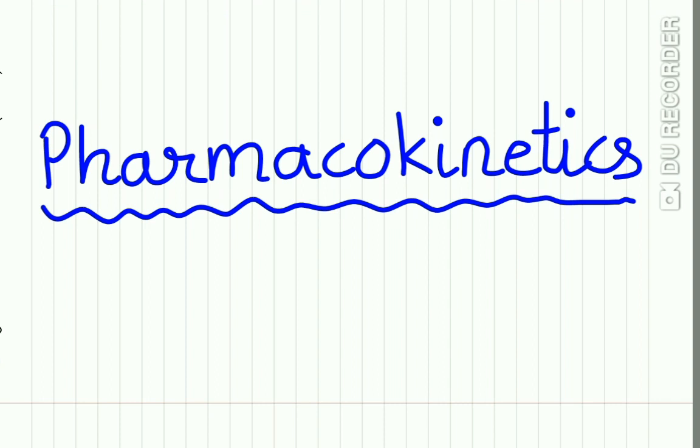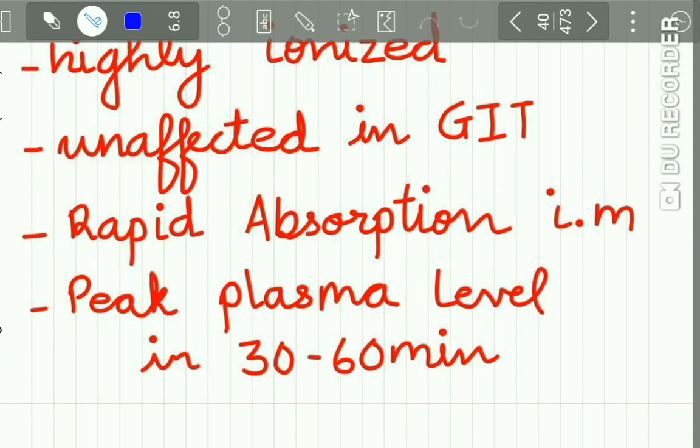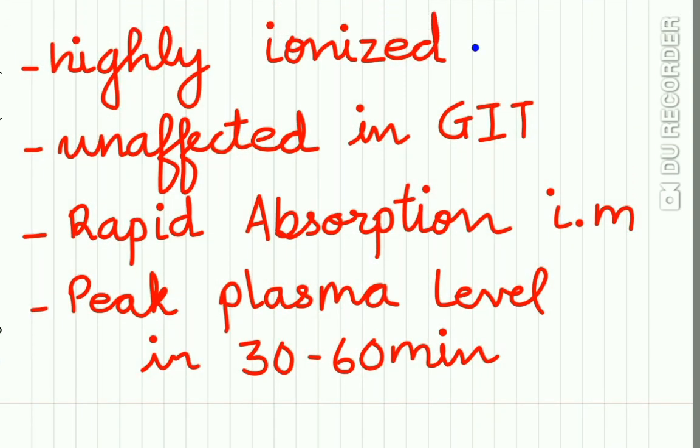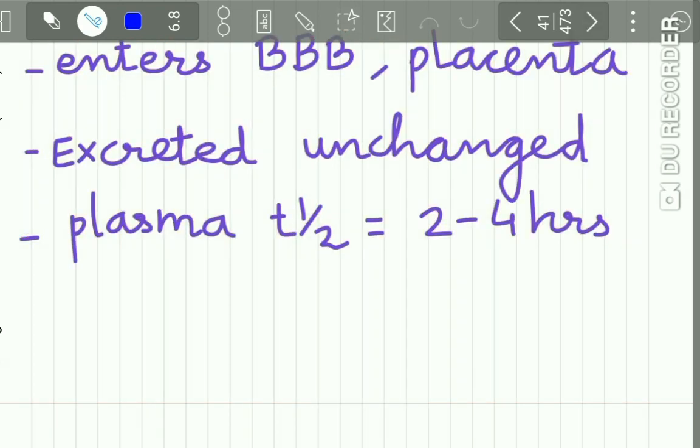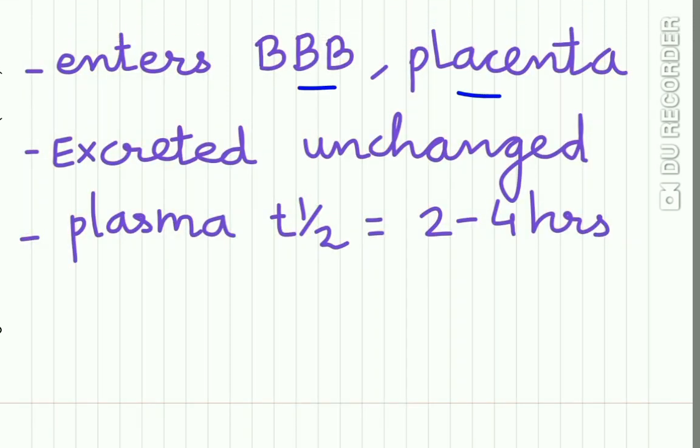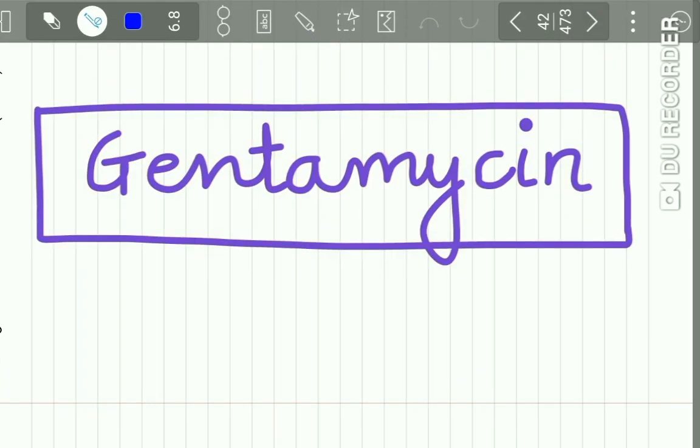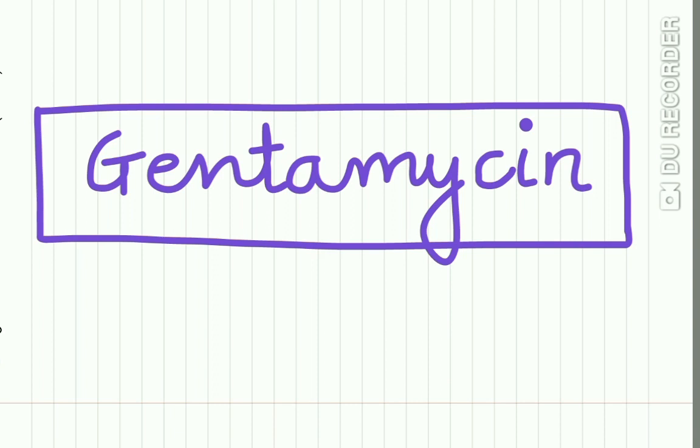Now, the pharmacokinetics of the drug. Aminoglycosides are highly ionized. They are unaffected in the GIT. There is rapid absorption from the intramuscular site. Peak plasma level is reached in 30 to 60 minutes. It crosses the blood-brain barrier and placenta. It is excreted unchanged in the urine, and the plasma half-life of the drug is 2 to 4 hours. Now let us study each of the aminoglycoside antibiotics in detail.